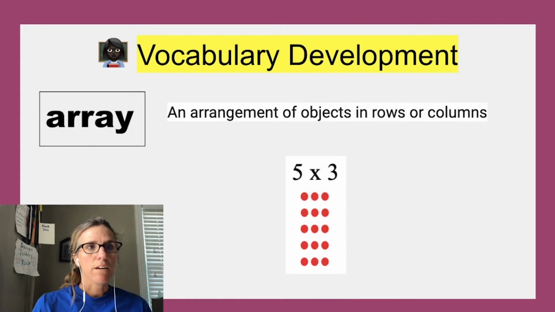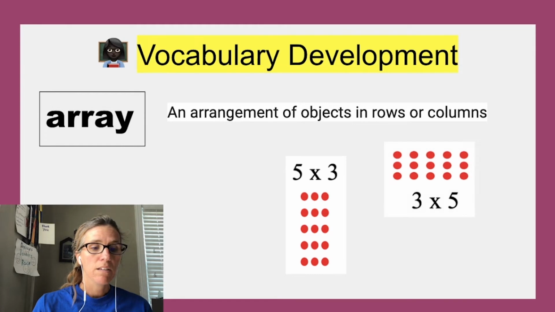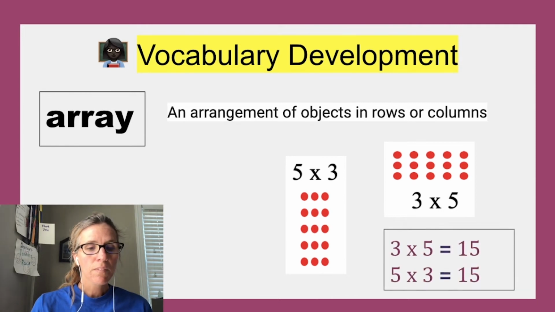We can see here there's an example of a 5 by 3 array, 5 groups of 3, or a 3 by 5, 3 groups of 5. In either of these examples for the array, they show a product of 15.